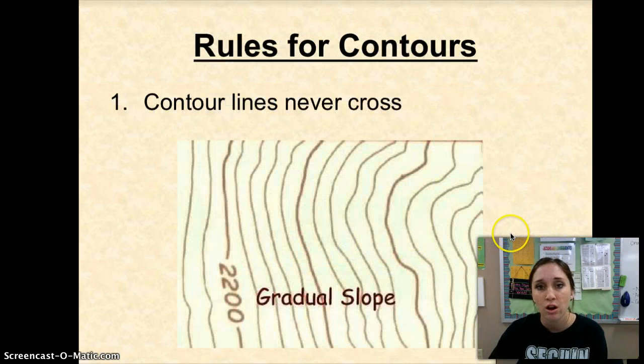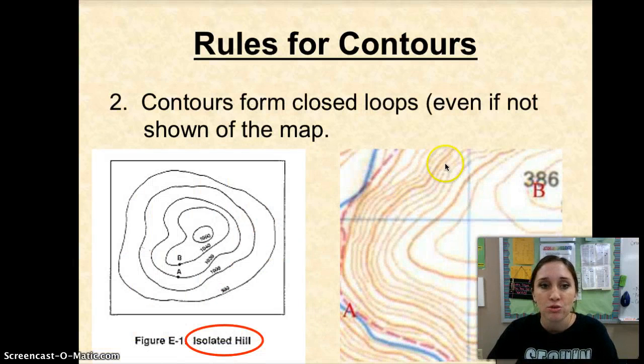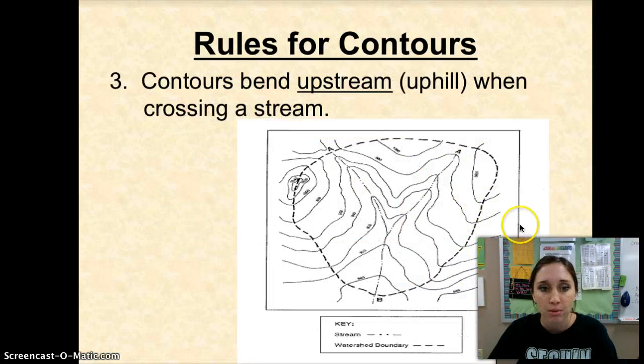There are rules for contour lines. Number one is they never cross each other, so you're never going to get an X. Number two is they form closed loops. See how this forms one big circle. Number three, for a river, you always have a V.